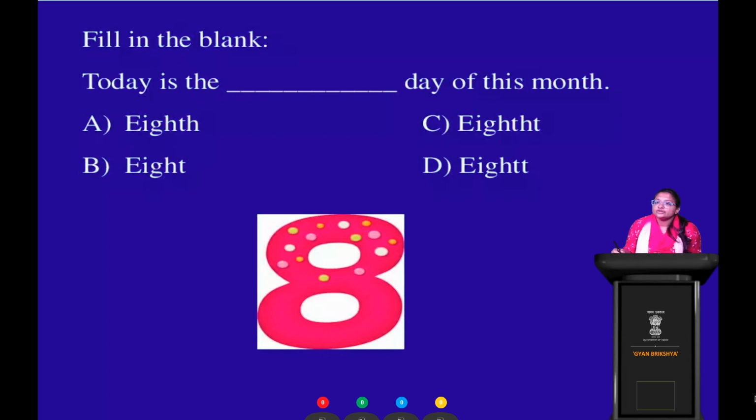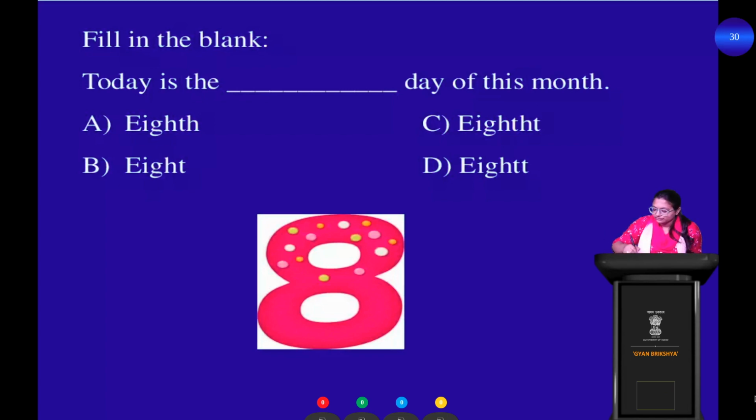Today is the dash day of this month. You have 4 options in front of you. Look at the spellings also, not only the pronunciation. The pronunciation may sound the same, but look at the spelling also. So today is the dash day of the month. Which option do you think is the correct option?